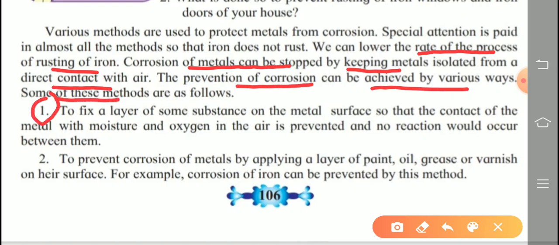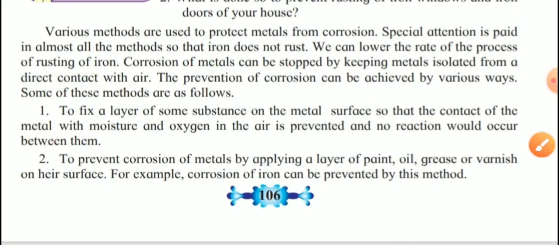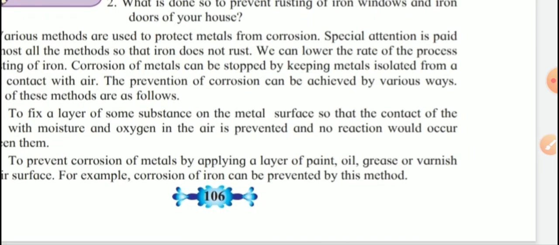What is the first one? To fix a layer of some substance on the metal surface so that contact of metal with moisture and oxygen in the air is prevented and no reaction would occur between them. Second one, to prevent corrosion of metals by applying a layer of paint, oil, grease or varnish on their surface. For example, corrosion of iron can be prevented by this method. So in this way we prevent the corrosion process. See on the next page number 107.